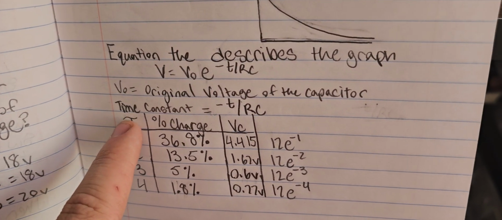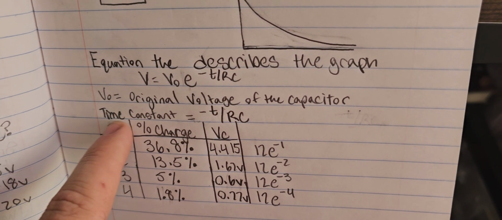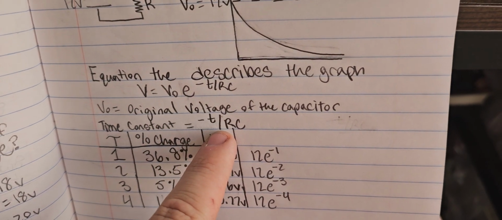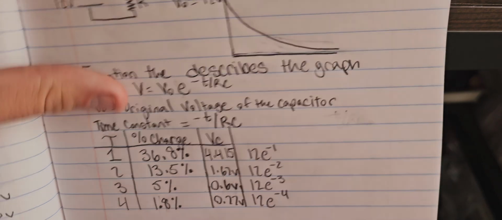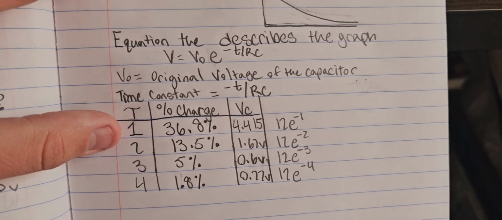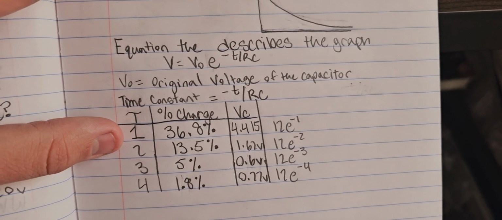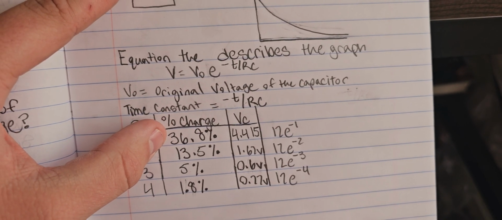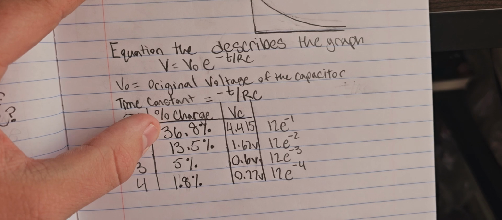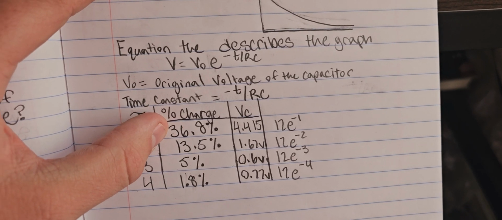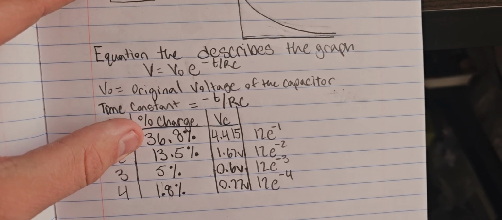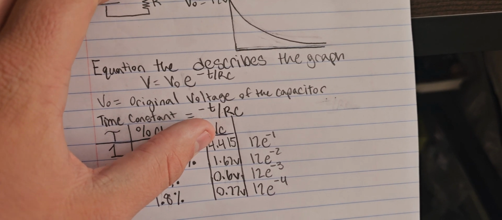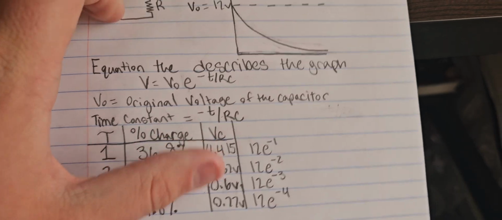The time constant equals negative t over RC. And so after one time constant, you'll get that the percent charge is 36.8%, and the voltage would be 4.415 volts.